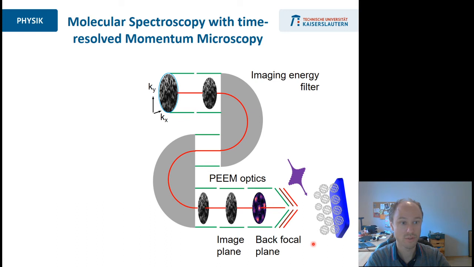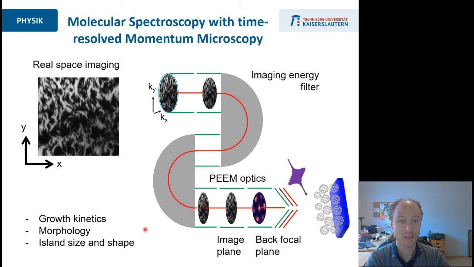And we use photoemission electron microscopy with static light sources to image either the real space or k-space signatures of these molecular thin films. From real space, we can create images of the sample surface with a larger magnification where the contrast is given by, for instance, the work function of the molecules. And from this we can learn something about the growth kinetics of the molecules, the morphology, or the island size of the molecular materials that we have grown on the surface.